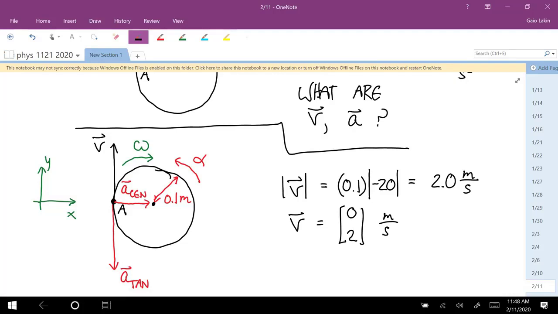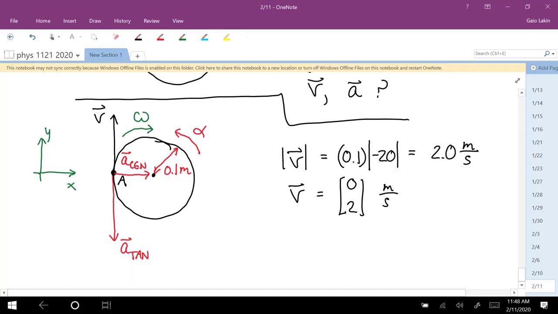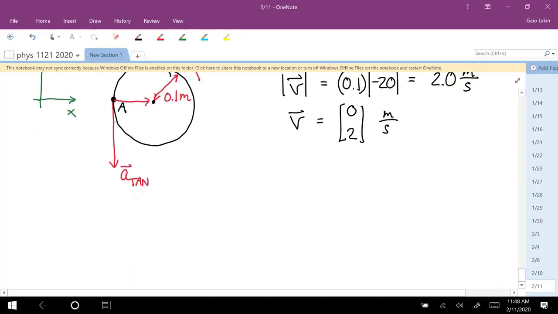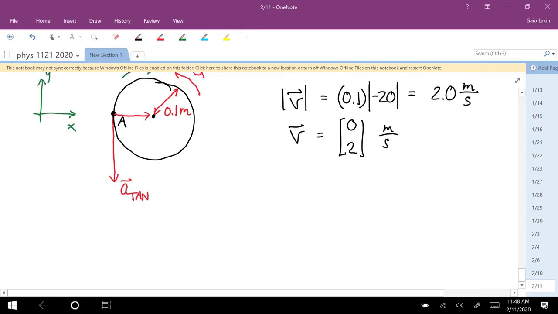This is radians per second, but the radius is meters. So when you multiply them together, you get meters radians per second, and the radians are not really a unit, so meters per second for the velocity. You could write it as radian meters, but I'll take all the points away.